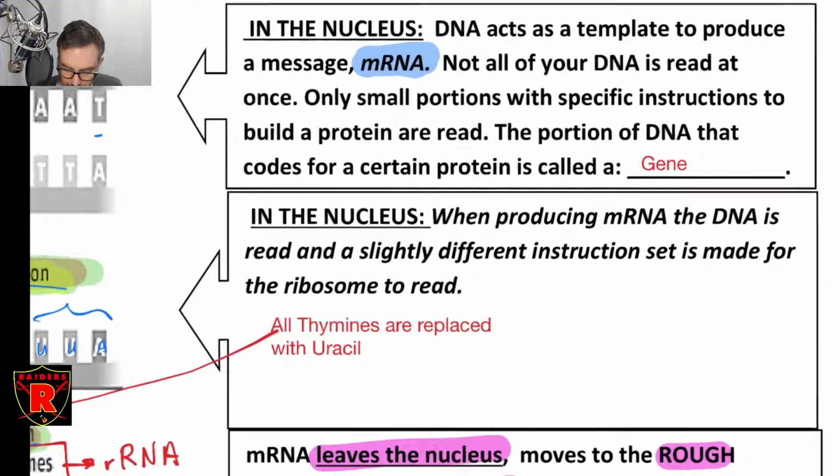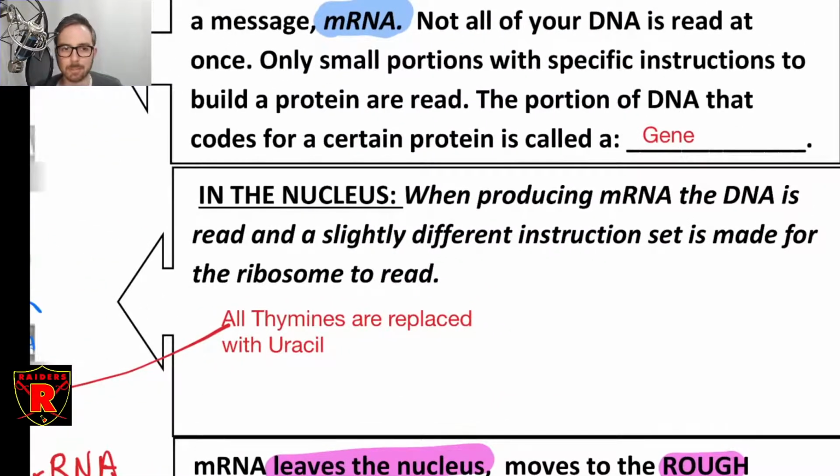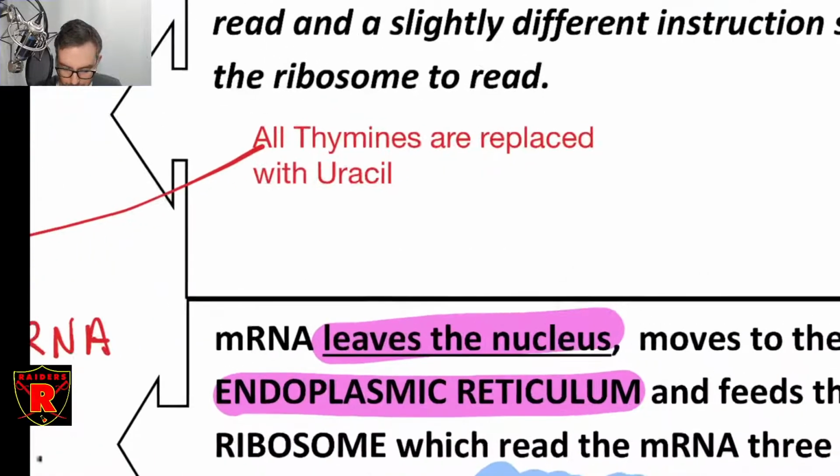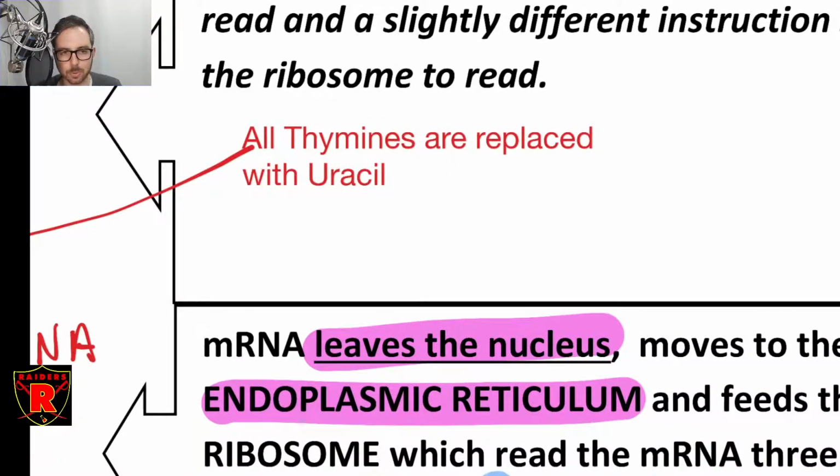We already mentioned this idea that the sequence that makes one specific protein is called a gene. So we're talking about reading genes here. When producing mRNA, the DNA is read and a slightly different instruction set is made for the ribosome. That's the mRNA. And I already mentioned this, the idea that all thymines are replaced with uracil in RNA. That's just a chemistry thing.